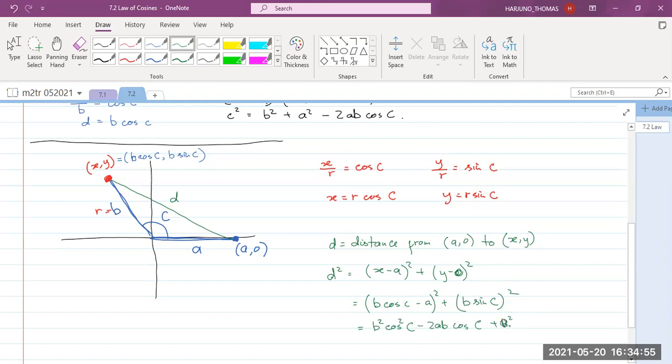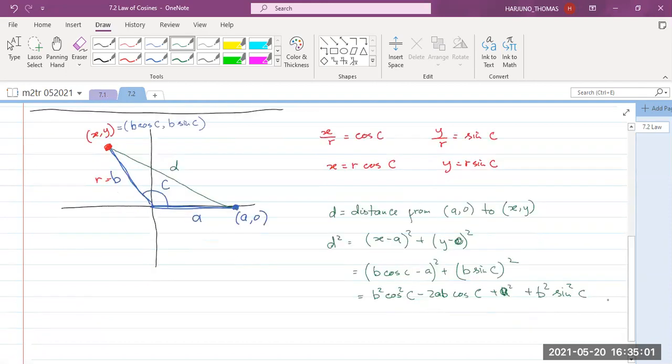Plus a squared plus b squared sine squared c. Now, notice that this guy and this guy becomes b squared, right? Minus 2ab cosine c. Oh, you know what? Let me call that c here, side c. And this is capital C. Okay, that's the proof. Now, structurally, if you look at the structure, notice that side A, side B, angle C.